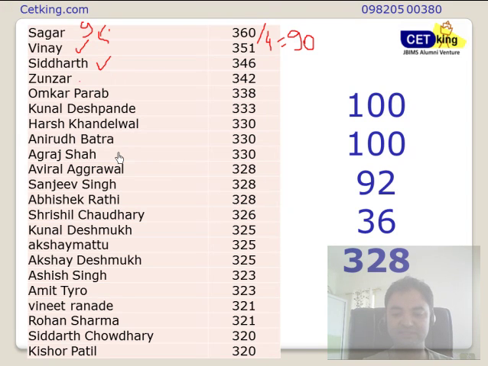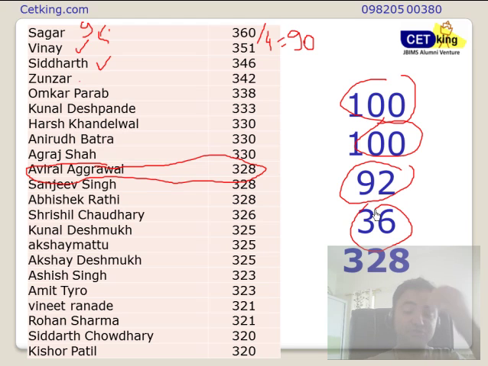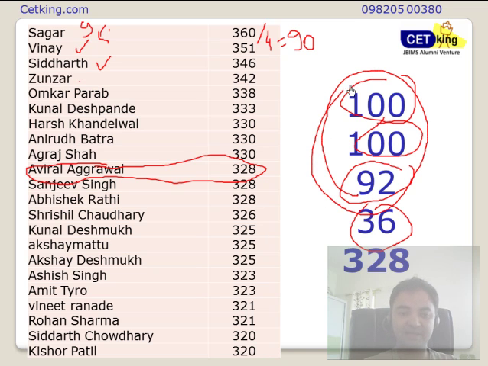The lowest marks we have converted, also from Cetking, unfortunately, is Aviral Agarwal. He scored 328 marks, but lowest in GK. His score: Quant 100 by 100, Logic 100 by 100, verbal 92, and GK 36. So if you expect a score like 36 in GK, then you have to probably score 100% marks in the other 3 areas. That's where the main thing comes.